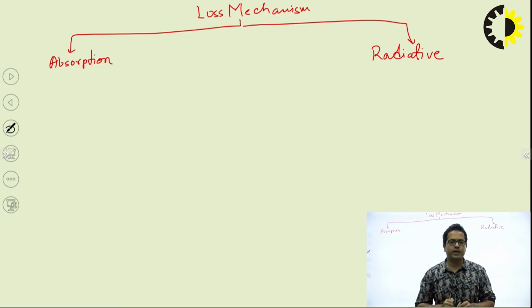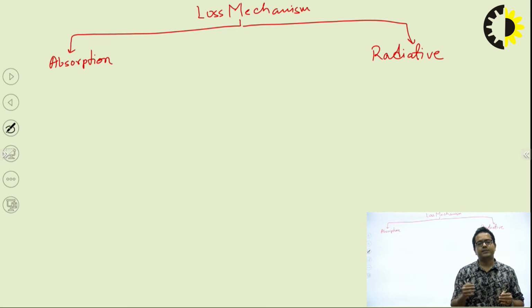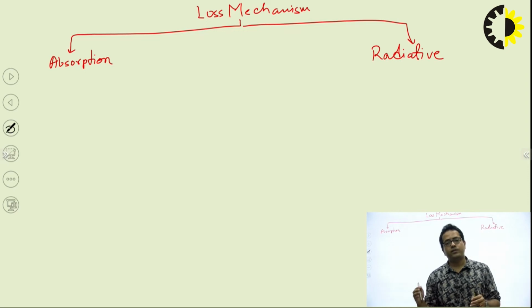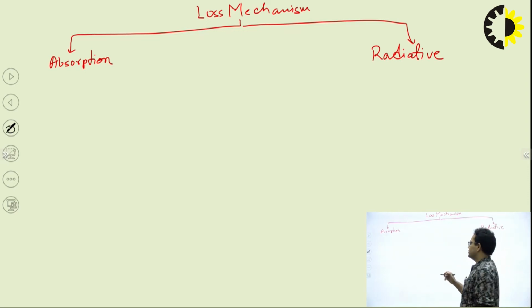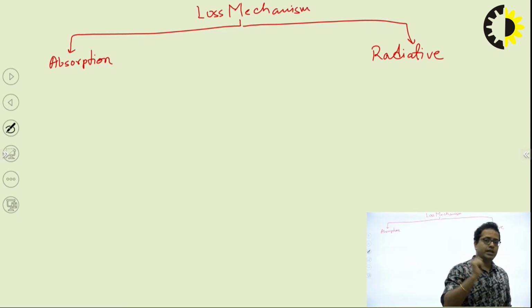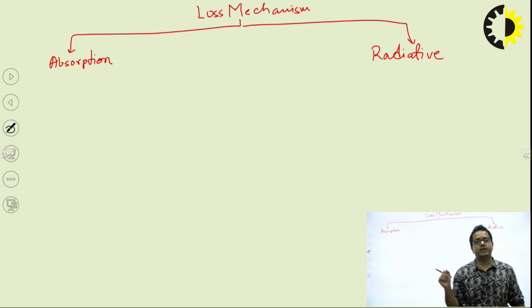Whereas in the case of radiative loss, the power is going to be there. It's not like whatever power loss is occurring, you cannot recover back. You can recover back that loss, but that power is totally useless, right? So that is the meaning of the absorption loss as well as the radiative loss. In absorption loss, whatever the power loss is occurring, we cannot recover back that power. Whereas in radiative loss, we can recover that power.